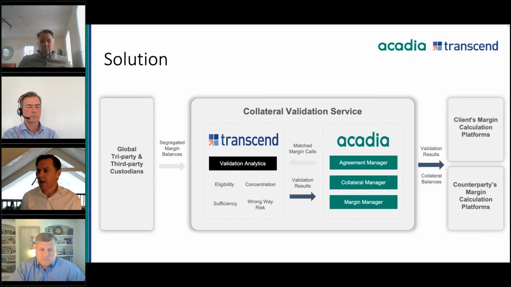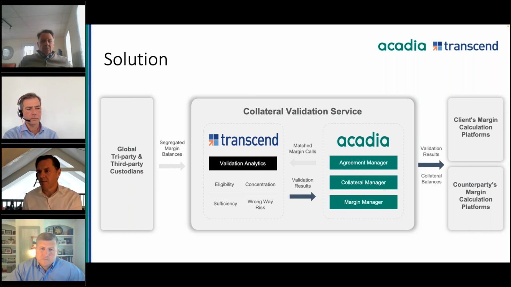Does it fail any eligibility checks for that agreement? Does it fail any concentration limits? And is there any wrong way risk issues? And then we present out to the user the details as to whether or not there was any exceptions that took place, and make that visible within the user interface.